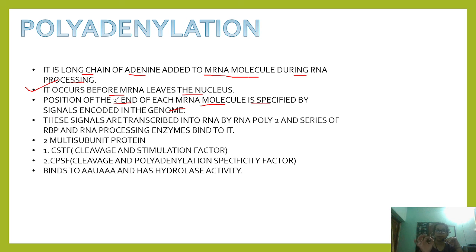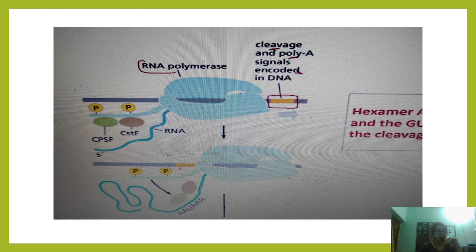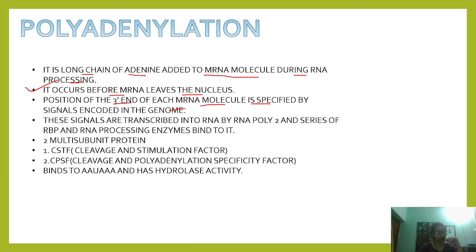The position of the 3' end of each mRNA molecule is specified by a signal. So the 3' end has the signal present. You can see here in this, there is a signal present. Cleavage and poly A signal will be present in the mRNA sequence. When the RNA polymerase moves along the sequence and reaches this sequence, then polyadenylation will take place. We will be coming to this part. Let us first understand the theory part first.